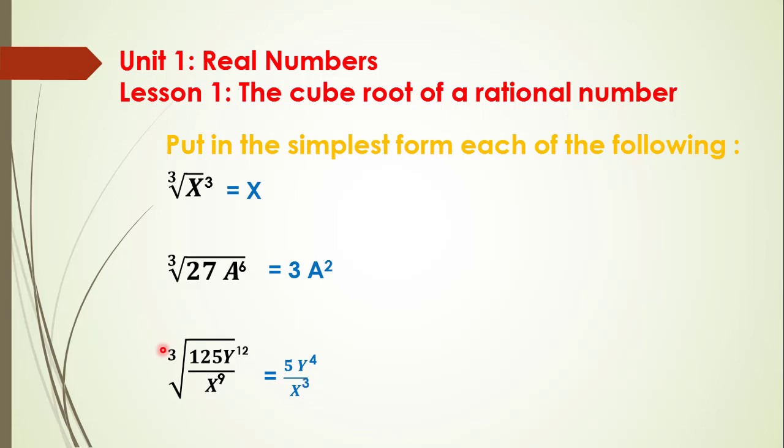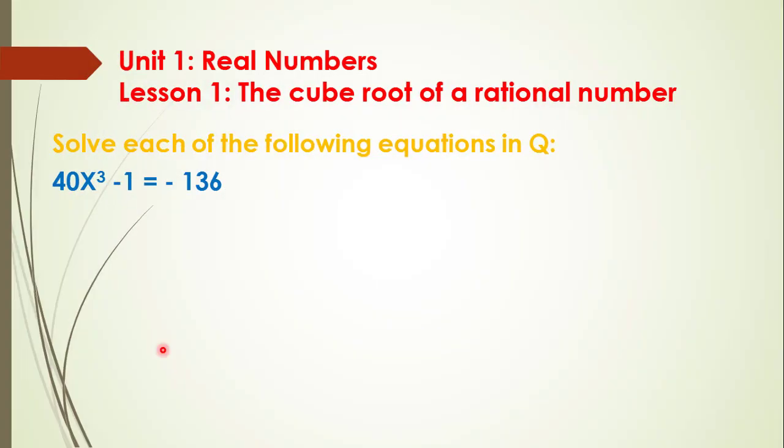Okay, let's take another exercise. Solve each of the following equations in Q. 40x to the power 3 minus 1 equals negative 136. We will follow the steps of solving equations. The first step here, we will remove negative 1 by moving it to the right hand side with a positive sign. So it will be negative 136 plus 1, which is negative 135.